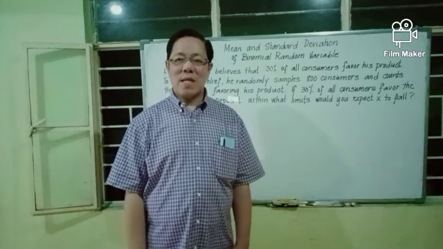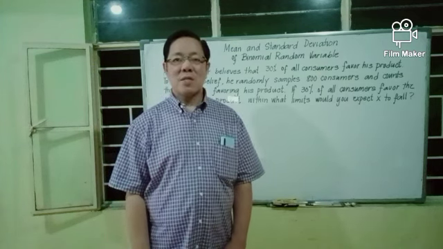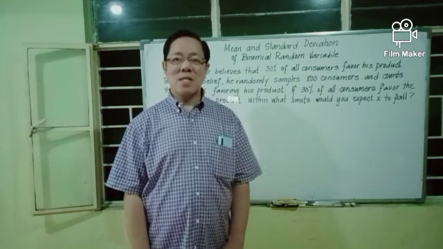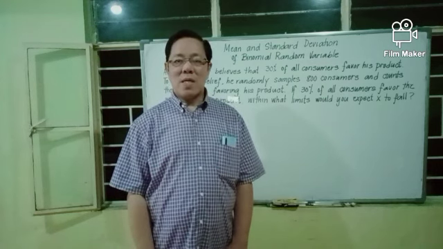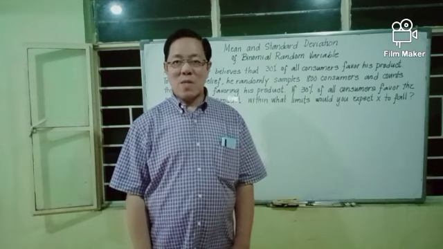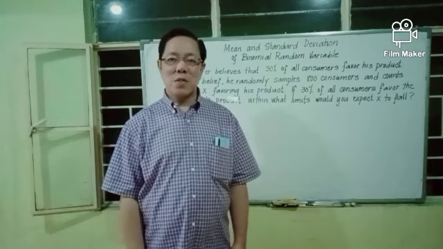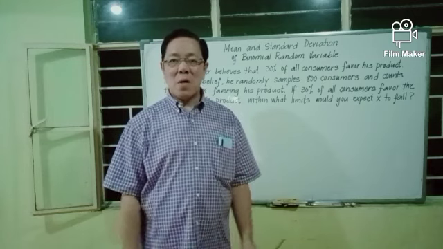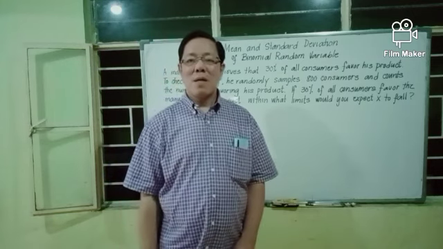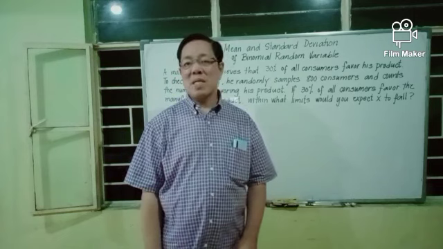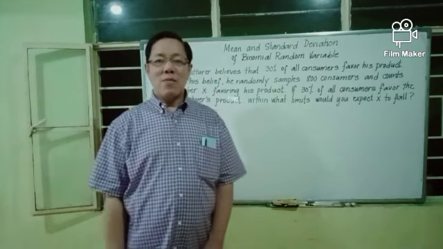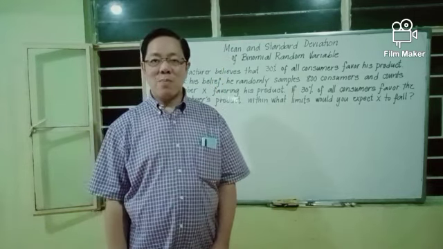For today, we will take up the second of the three important probability distributions. We are almost done with the first one, the binomial probability distribution. For today, we will take up the Poisson probability distribution. But before that, we take the mean and standard deviation for a binomial random variable.